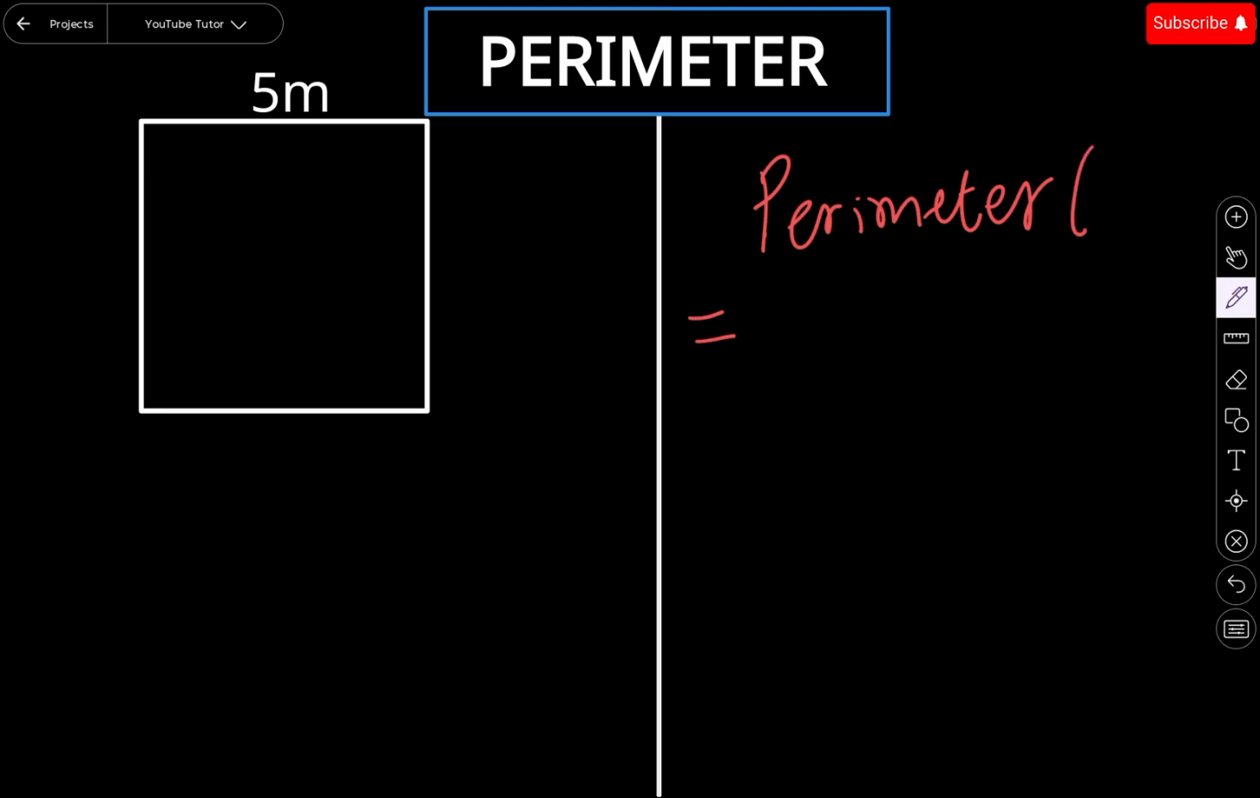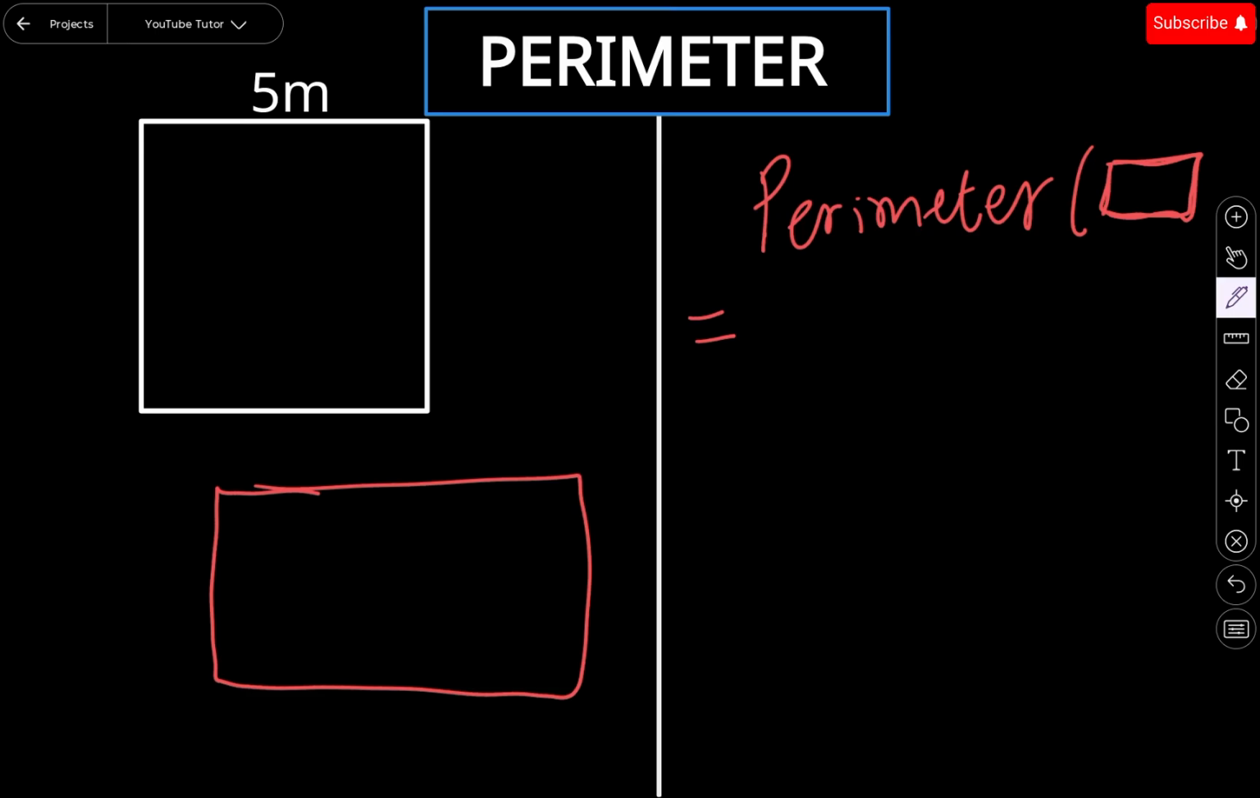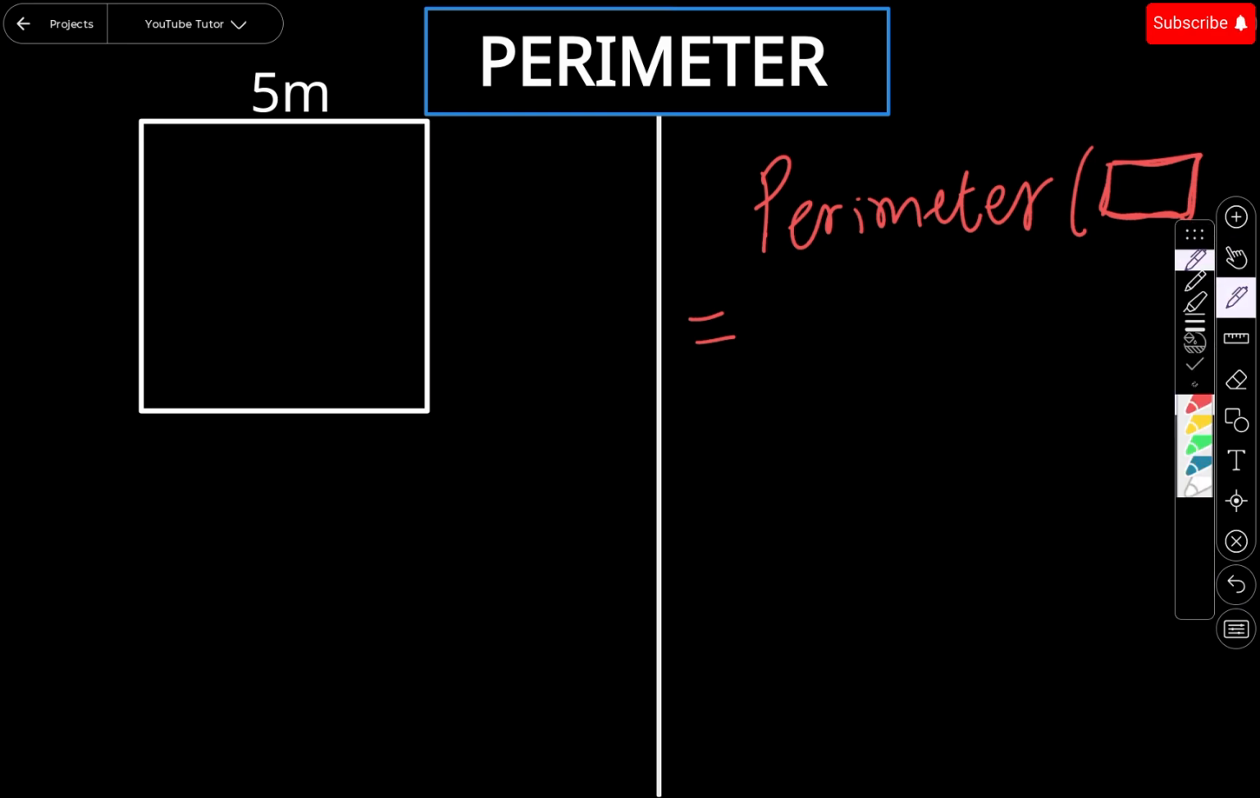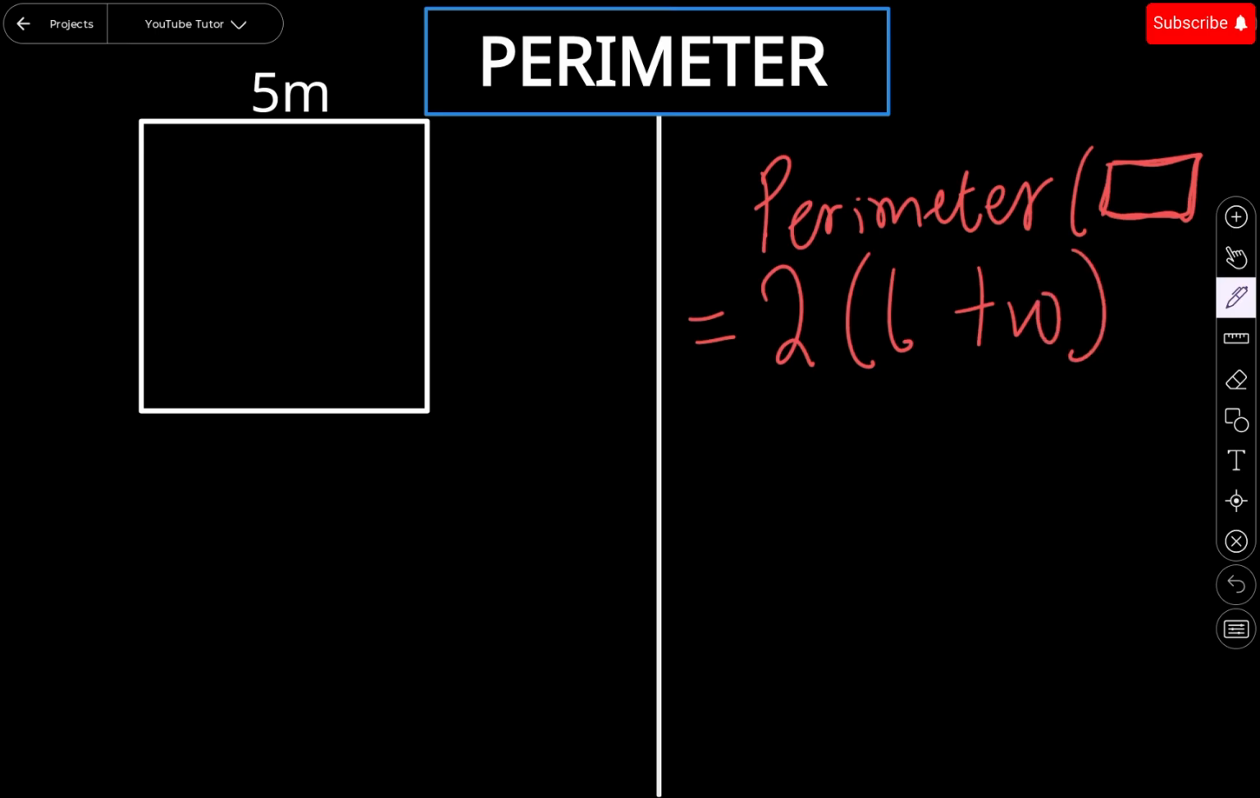So perimeter for a rectangle. You can see a rectangle is just a shape like this with two sides to be equal. So let's say if this part is 2 meters, basically this part should also be 2 meters. This part should basically be 1 and this should be 1 because this side is longer than this side. So that's basically what a rectangle is. So anytime you see a rectangle, and they ask you for perimeter, you know the perimeter is 2 times (L plus W).